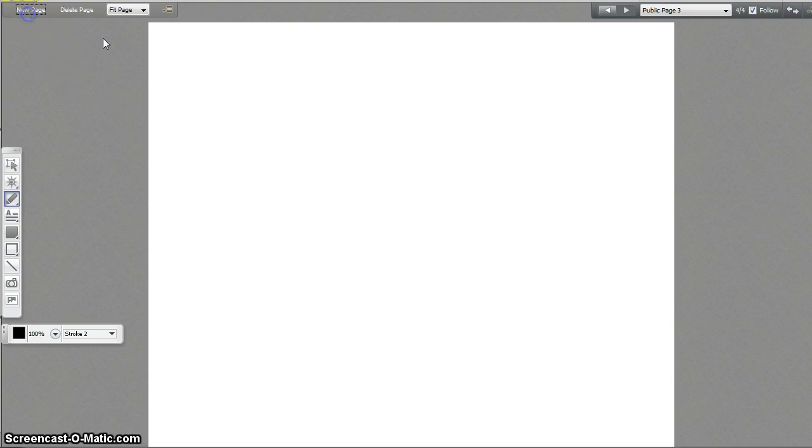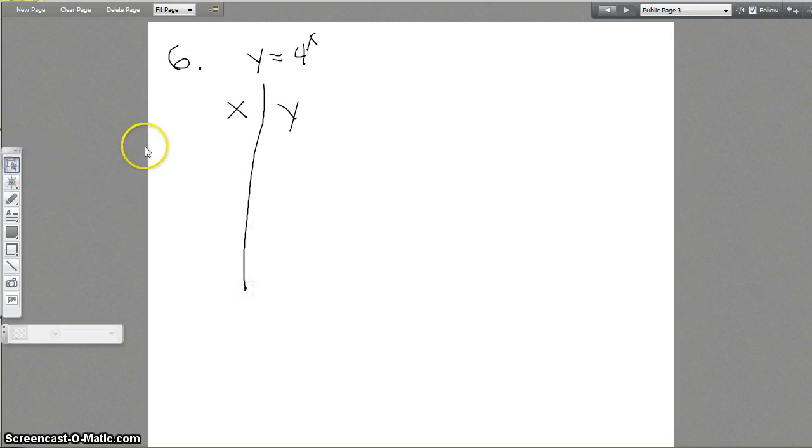Okay, moving on, we're going to do number 6. Number 6 says this exercise is about the exponential function y equals 4 to the x. Copy and complete the following table for this function. So I'm going to make this a vertical table. So that looks really horrible. Let me get rid of that. Let's just draw a nice straight line here.